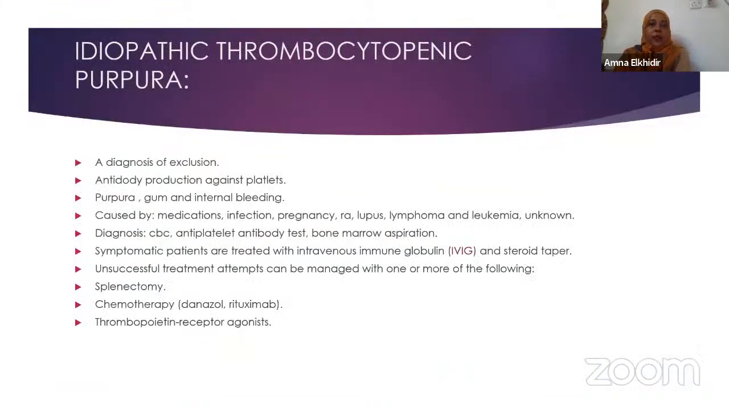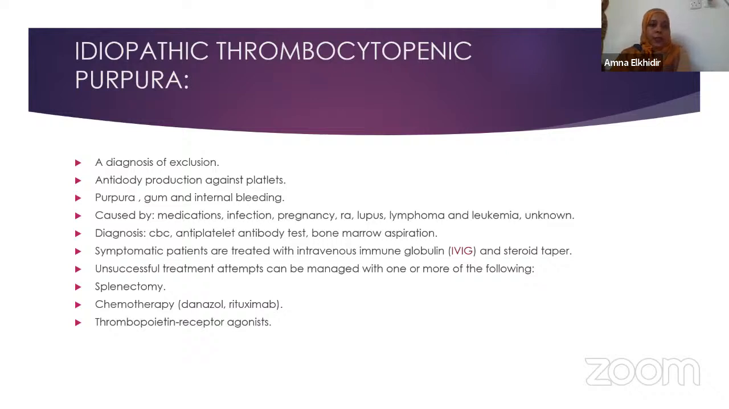ITP, idiopathic thrombocytopenic purpura, is usually a diagnosis of exclusion. We diagnose it after we exclude the most common causes. It's caused by antibody production against platelets. Patients present with purpura, gum bleeding, internal bleeding, all kinds of bleeding. It's caused usually by medications, infection, pregnancy, rheumatoid arthritis, lupus, lymphoma, and leukemia. It also can be due to an unknown cause.